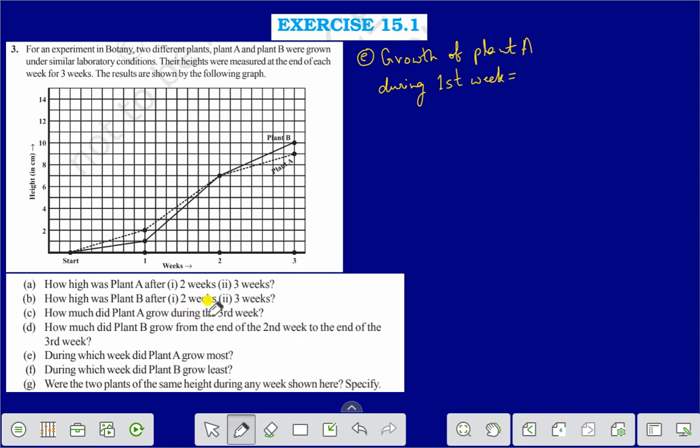Growth of plant A during first week is equal to, here you see, during first week, plant A, that is 1 minus 0 centimeter. That is equal to 1 centimeter. Right? And growth of plant A during second week.